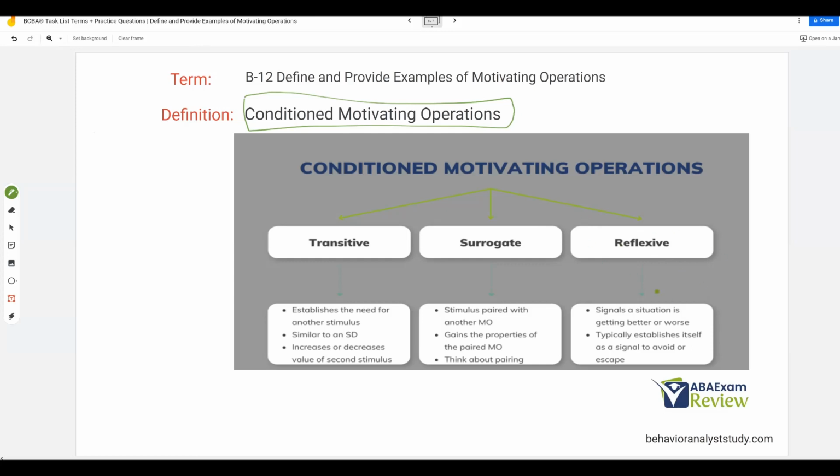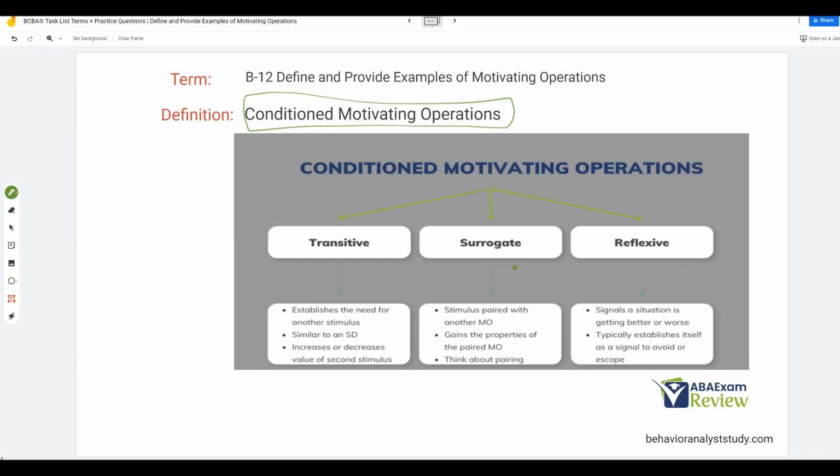Reflexive is typically the easiest because it signals a situation is getting better or worse. So it's usually a signal to avoid or escape. So when you get a scenario mentioning conditioned motivating operations and the scenario involves the situation getting better or worse, it tends to be reflexive.